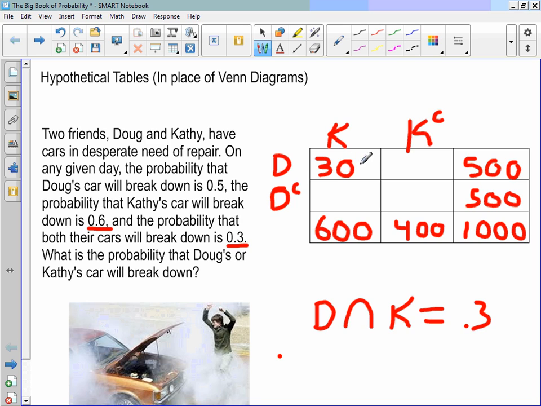Right? And this is all stuff we can do in our head. So therefore, I can fill in the rest. I know this has to total 600. So that means 300 here, right? Because 300 and 300 make 600.